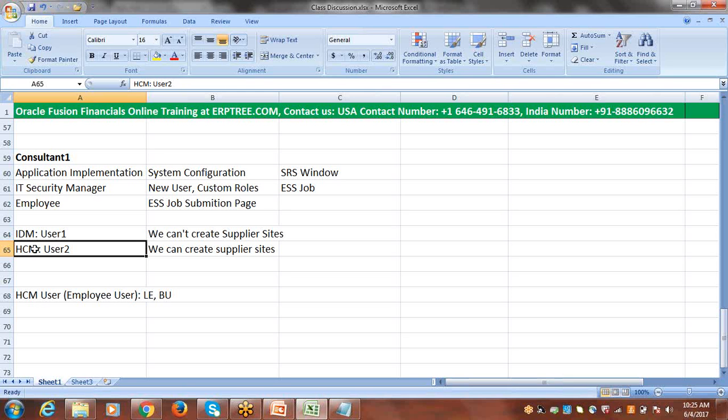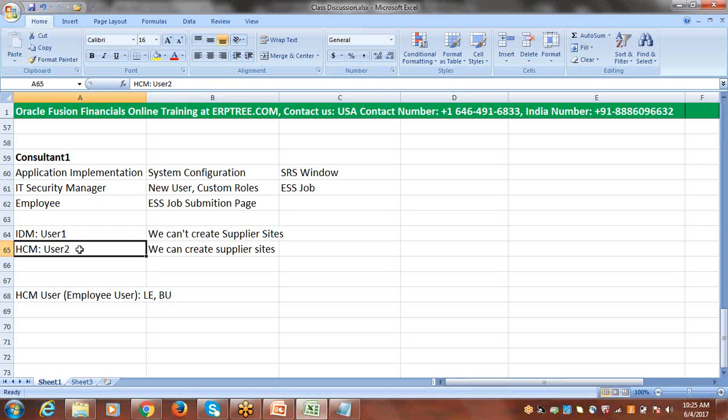Within that employee definition, usually what happens, whether that employee needs a user or not: if a user is required, you give the username. Then only that user will become an employee user. If you don't give any username within that employee creation, that is just an employee without any user definition. In R12, usually we create the user separately and create the employee in HRMS, and then assign it. That process we don't have in Fusion.